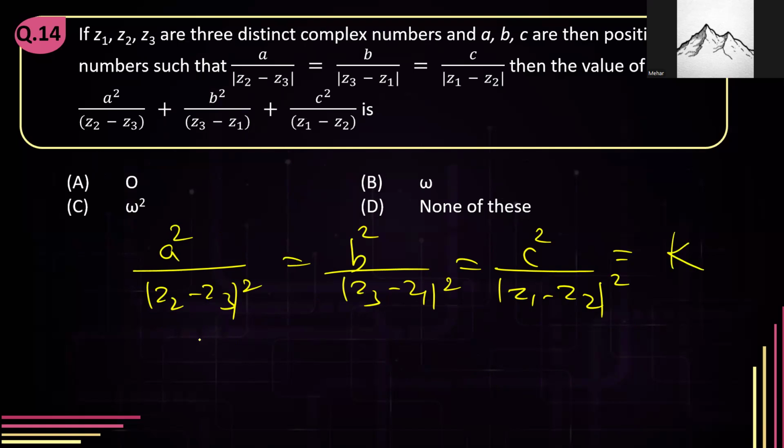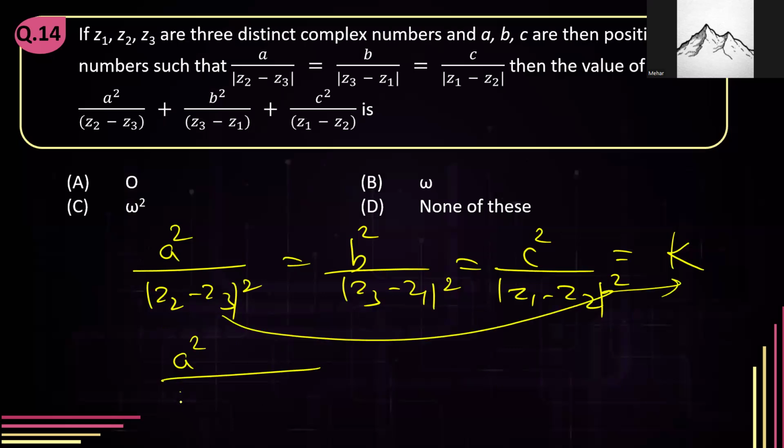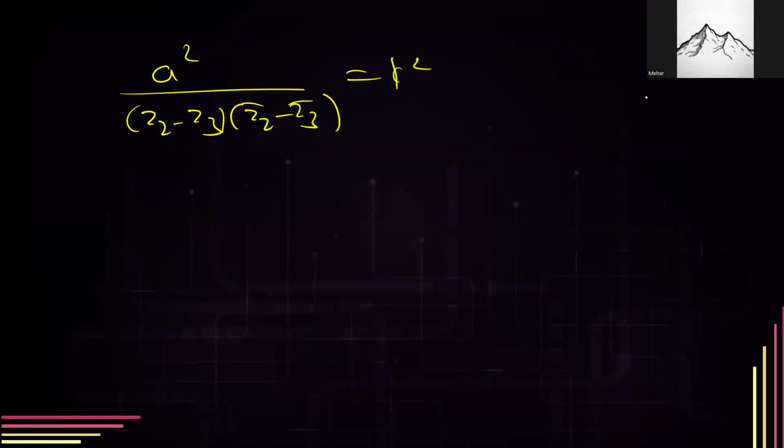Then you can clearly see that this can be written as A square by... suppose if I equate the first one with K, then I can write mod of Z2 minus Z3 whole square is equal to K. So from here you can write A square by mod of Z2 minus Z3 whole square as Z2 minus Z3 into the conjugate of that, equal to K square, because you have a property that ZZ bar is mod Z whole square. So mod Z whole square can also be written in ZZ bar format.